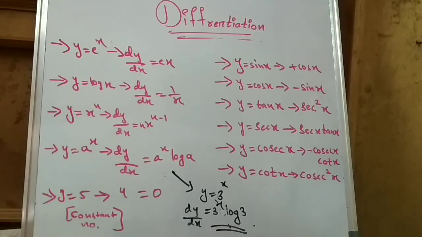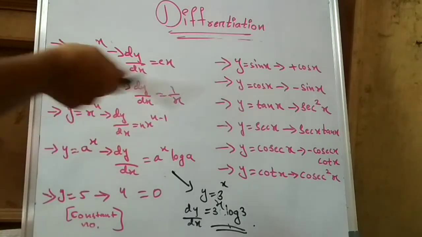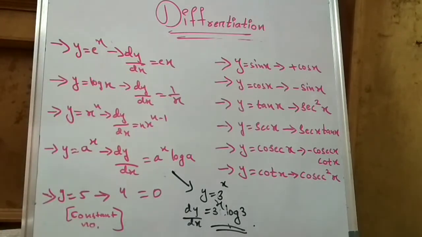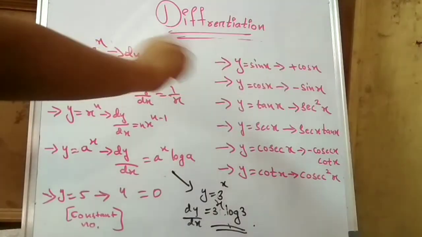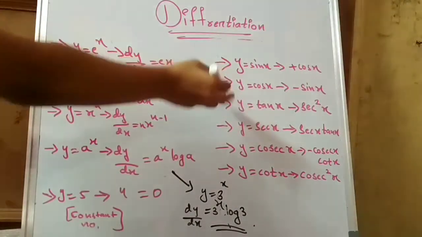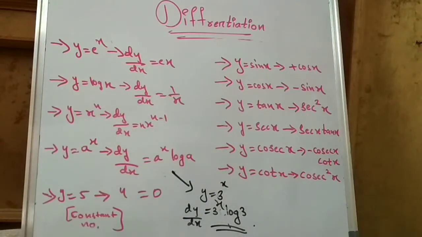Remember, sin x and cos x are in a pair, and tan and sec will be in a pair. Like that you can remember. When y is equal to tan x, it will be sec square x. When y is equal to sec x, dy by dx will be sec x tan x. They include each other, so remember them as pairs; this both as a pair, this both as a pair, and this both as a pair, so you can remember easily.